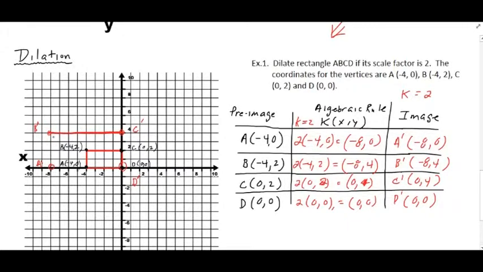And as you can see, the rectangle has gotten bigger as we expected because the scale factor was equal to 2. And it's greater than 1. And anytime the scale factor is greater than 1, we know that the figure is going to get larger and move away from the origin. That is exactly what happened in this particular example. So now we have A'B'C'D'.